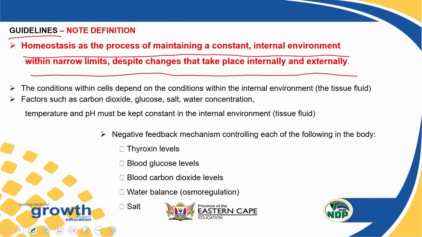Then we need to learn the negative feedback mechanisms, how homeostasis takes place. We need to look at thyroxine levels, blood glucose levels, carbon dioxide levels in the blood, water balance or osmoregulation, and salt. A common mistake made here is that when we talk about these hormones in the negative feedback mechanisms, we say that the hormones are starting and stopping. Hormones don't start and stop. They are either produced in larger quantities or fewer quantities.